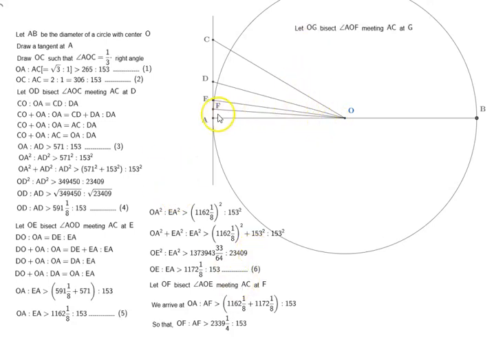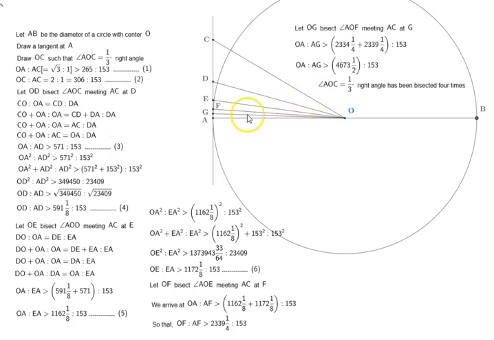Let OG bisect angle AOF meeting AC at G. So let's bring in that. OA is to AG. Again, repeating these steps, OA is to AG is greater than 2334 plus 1 by 4 plus 2339 plus 1 by 4 is to 153. So which becomes OA is to AG is greater than 4673 and a half is to 153.